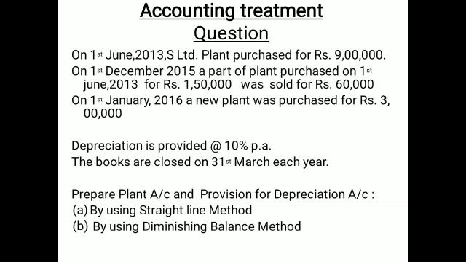You may see all these statements are the same: on 1st January, plant purchased for 9 lakh, and on 1st December 15, part of the plant purchased on 1st June 2013 with the value of 1 lakh 50,000 was sold for 60,000. And on 1st January 2016, a new plant has been purchased with the value of 6 lakh. The question is the same, but it will be solved with the straight line method only, and in the next video you will see the same question with the diminishing balance method.